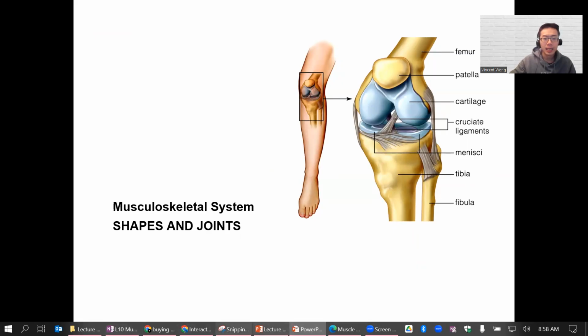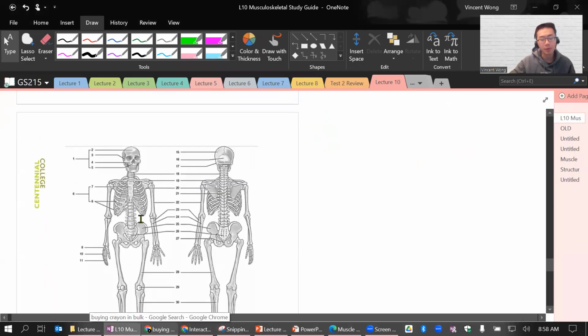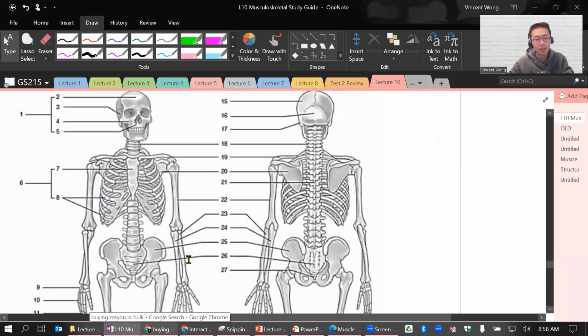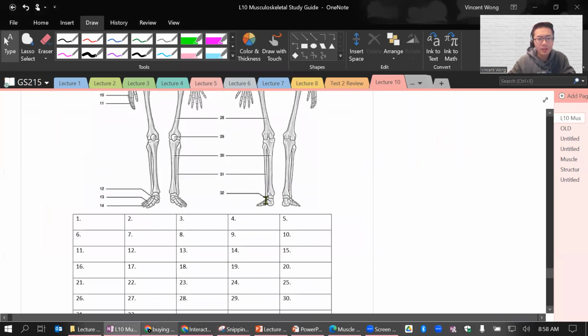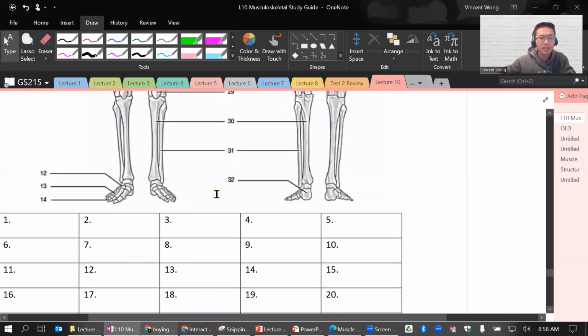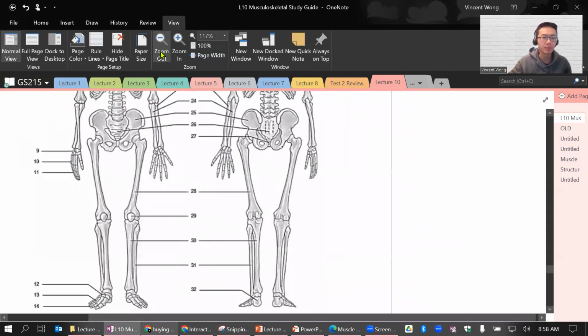All right. I am sure you will enjoy labeling this diagram. I'll post the answer on the eCentennial as usual. But give it a try, right? See how many you can label. It's a total of what, 32. So that's pretty reasonable.